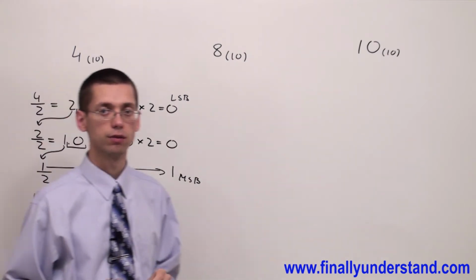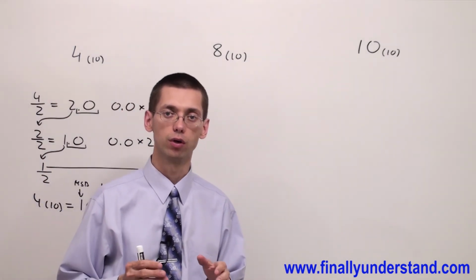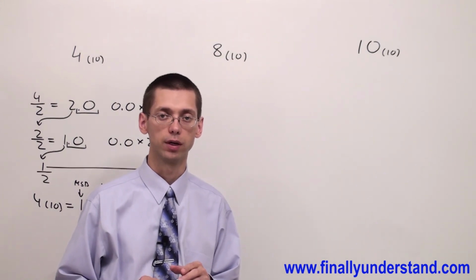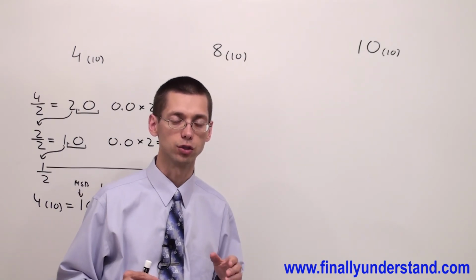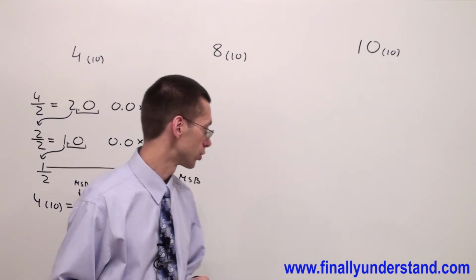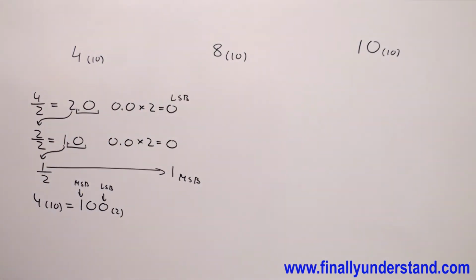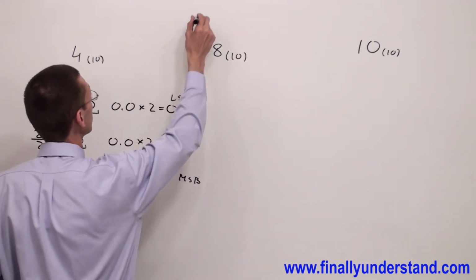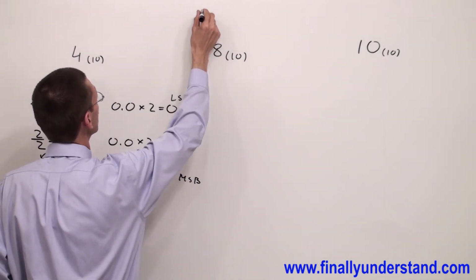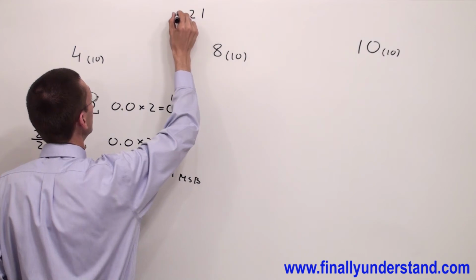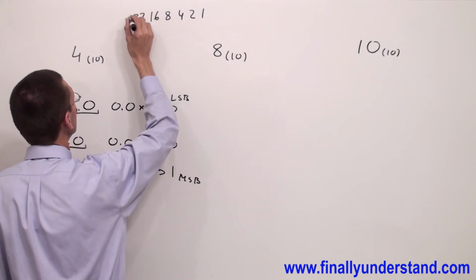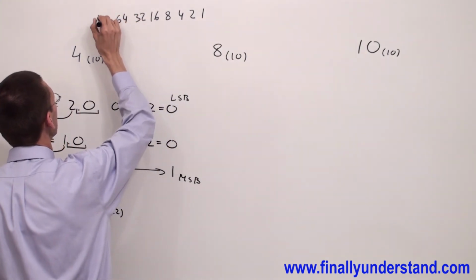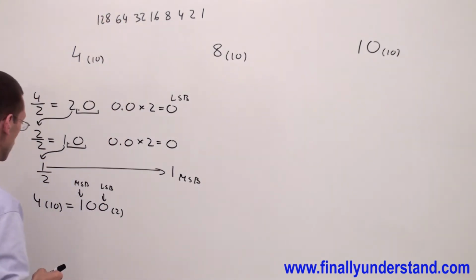This is a very good method for small numbers, small decimal numbers. But if you are going to deal with large numbers, this division is going to go forever. So what technique do I use in order to make the process shorter? I simply write the weights of the binary numbers on the side: 1, 2, 4, 8, 16, 32, 64, 128, and so on, so on, so on.